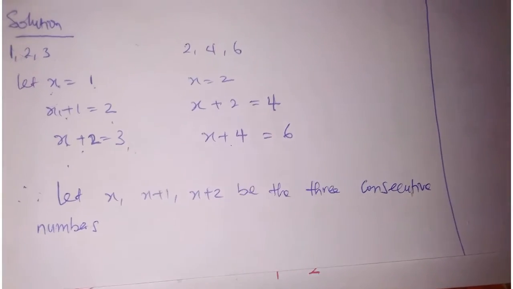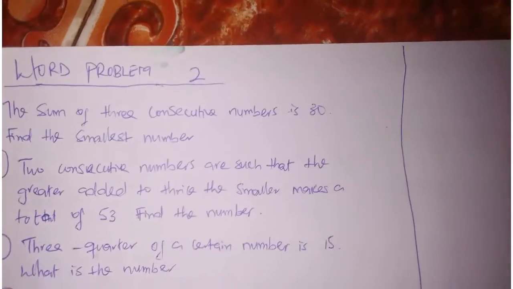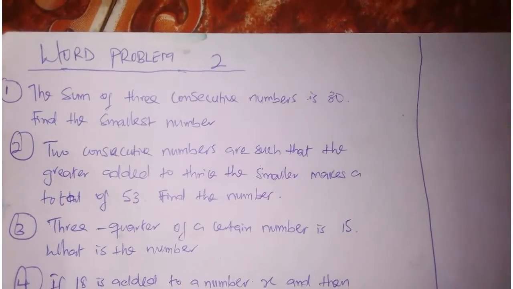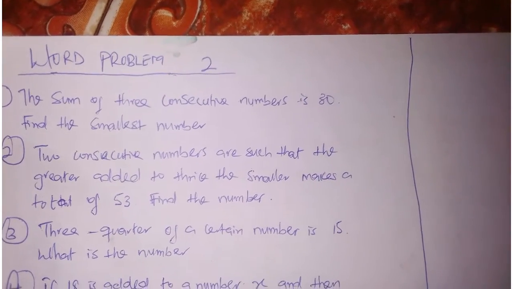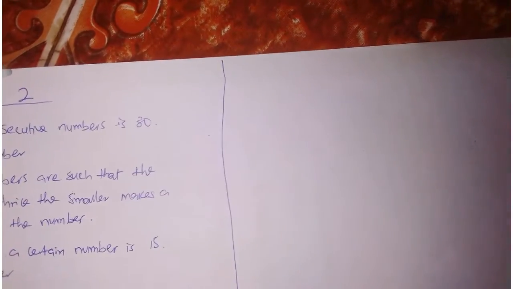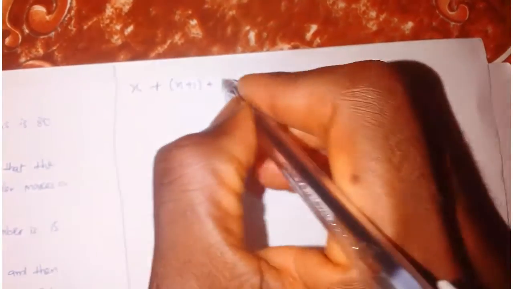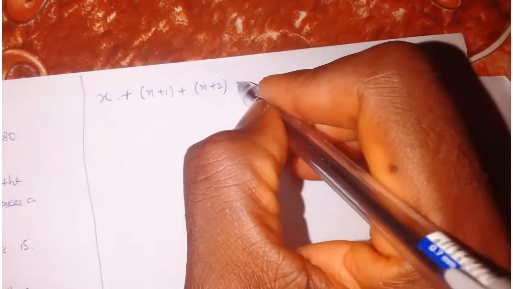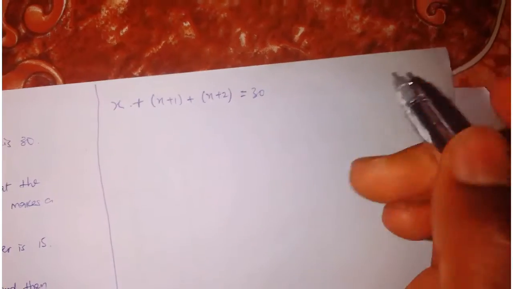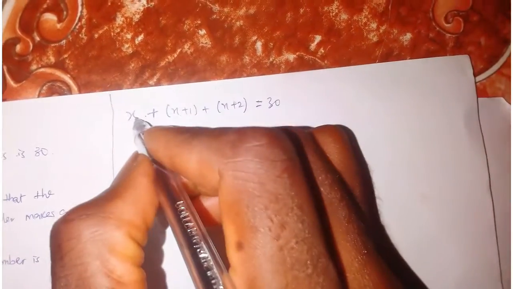Now from here, let's go back to our question. The question says the sum of three consecutive numbers is 30. Find the smallest number. The three consecutive numbers are x, x plus 1, and x plus 2. So their sum, whatever it is, equals 30. I'm to find the smallest number, which is going to be x automatically.